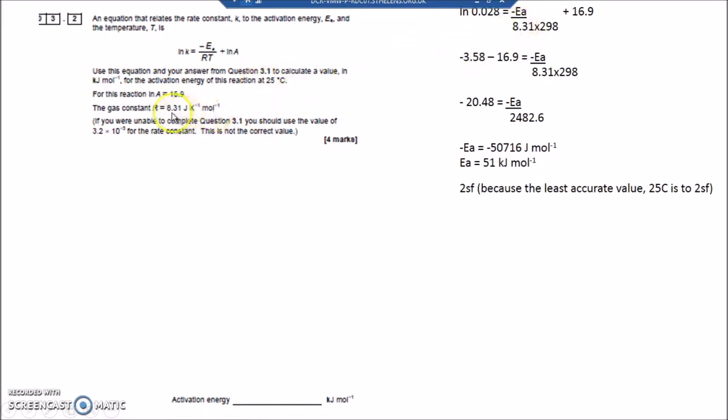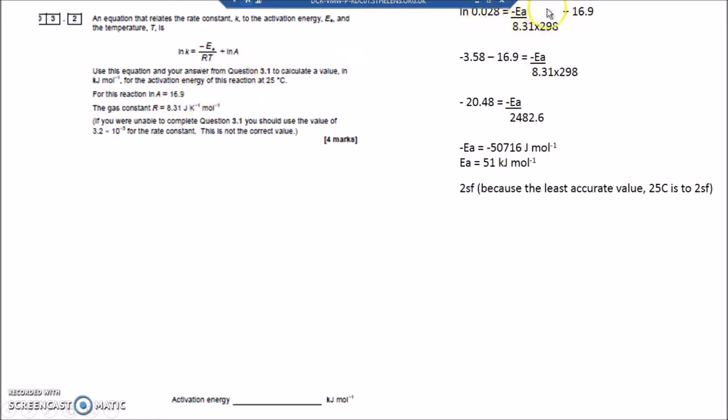8.31 is my gas constant, so that's R. Temperature is in Kelvin. So if we have a look at the gas constant here, it's Kelvin. So 25 degrees C, add 273 on, becomes 298. So I've got to get that into Kelvin. And then add ln A. ln A is 16.9.